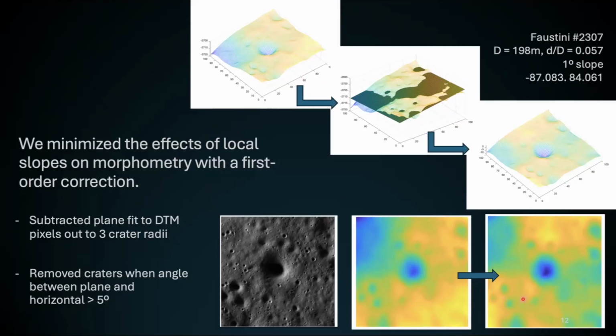And you can see that the effect is pretty subtle. So for this crater here, you have this gradient going from top left to bottom right, and after accounting for the local slope, it's evened out into a little bit more of a flat area.